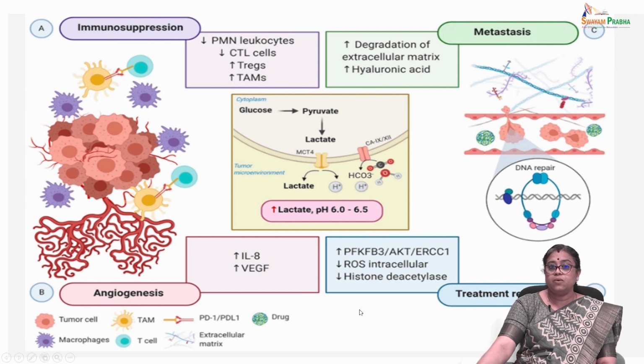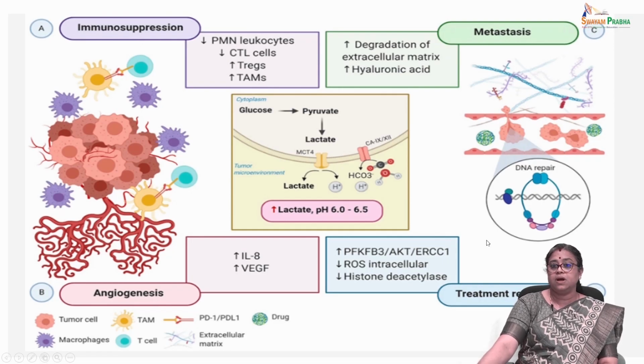Now let us see how these promote treatment resistance. So when you have decreased amount of ROS, decreased amount of HDAC, and then a lot of other changes which happen within the nucleus, which can alter the DNA repair mechanisms. That is, the cell's DNA repair capacity seems to go down, which can lead to more number of mutations. Therefore, the genomic instability within the tumor will also increase, leading to treatment resistance.